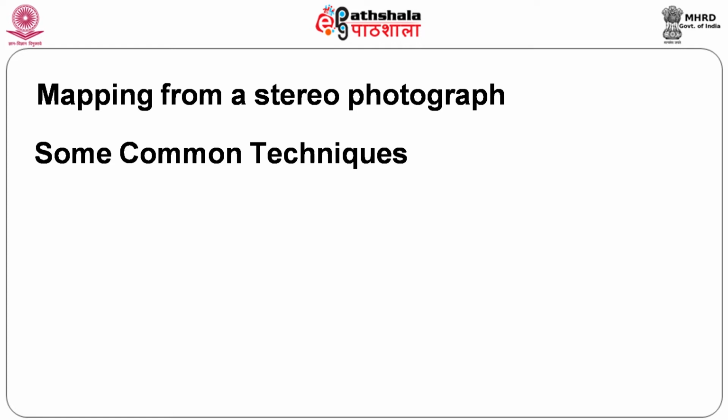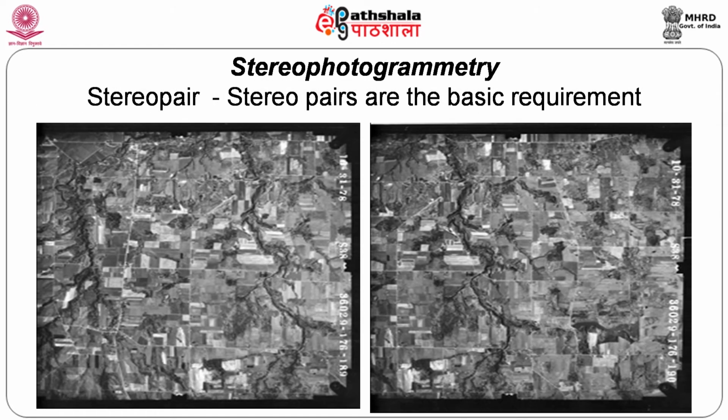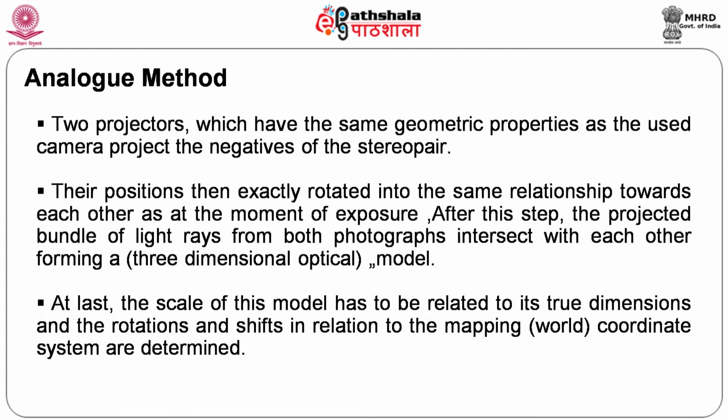Some of the common techniques, as I have already told you repeatedly, use an aerial photograph which is a stereo pair, which is the basic requirement. In the case of the analog method, we will have two different projectors, both of which have the geometric properties used in the camera, projecting the negatives of the stereo pair.